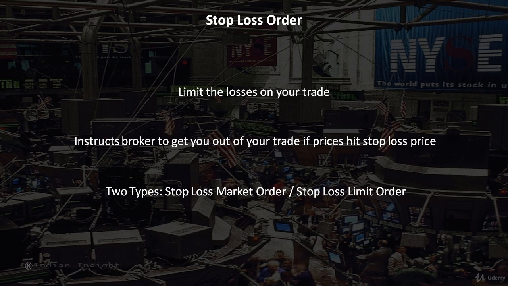The next type of order is the stop loss order. The stop loss order is used to contain your losses on a trade. The stop loss order requires you to mention a stop loss price for your trade. By specifying a stop loss order, you instruct the broker to get you out of the trade if the prices reach the stop loss price. Once the price reaches the stop loss price, your broker will automatically close your position, thereby limiting your losses.